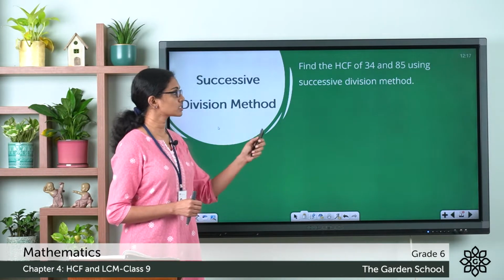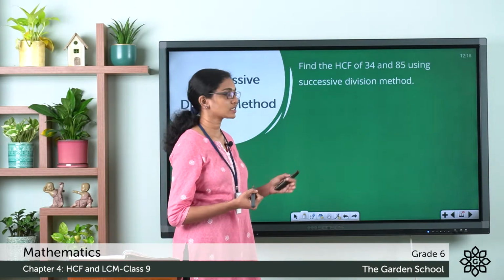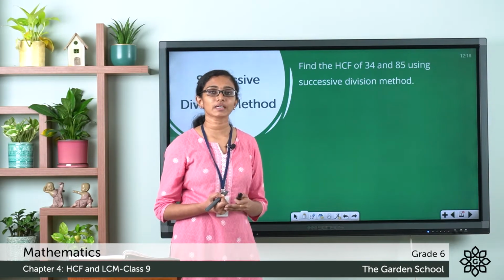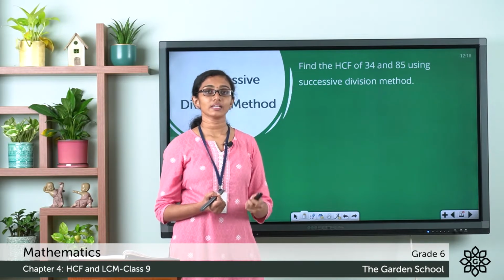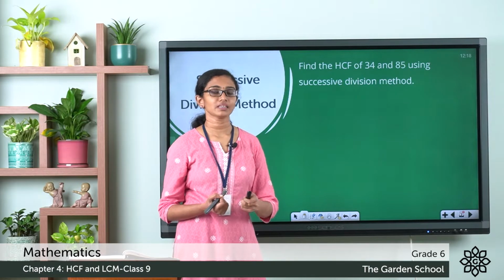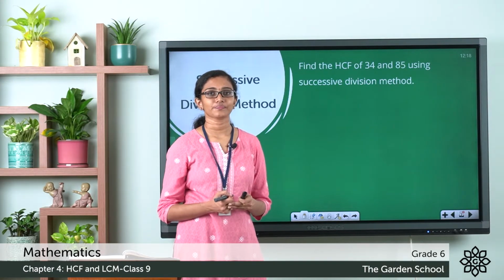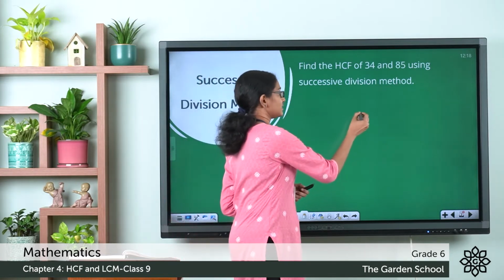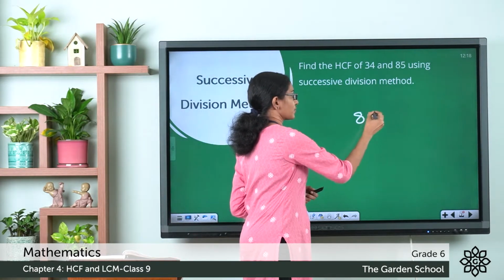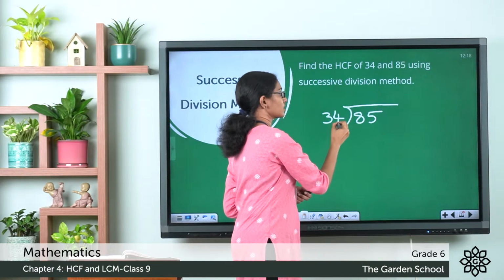You've got two numbers here, 34 and 85. Which is the bigger number? 85. So let's divide this bigger number 85 using the smaller number 34. And I'm going to do the division in a different way. Let's see how. So 85 has to be divided by 34.